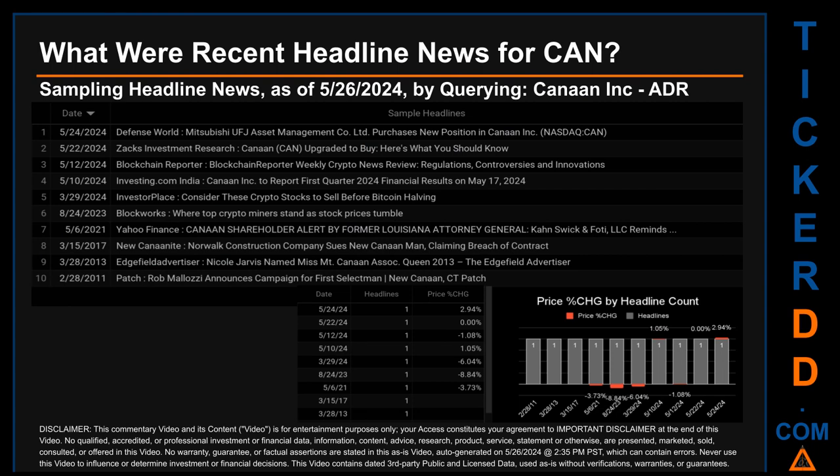The oldest publication was on Monday, February 28, 2011, when 13 years 3 months and 28 days ago, Patch published the headline that read, Rob Malozzi announces campaign for First Selectman, New Canaan, CT Patch.